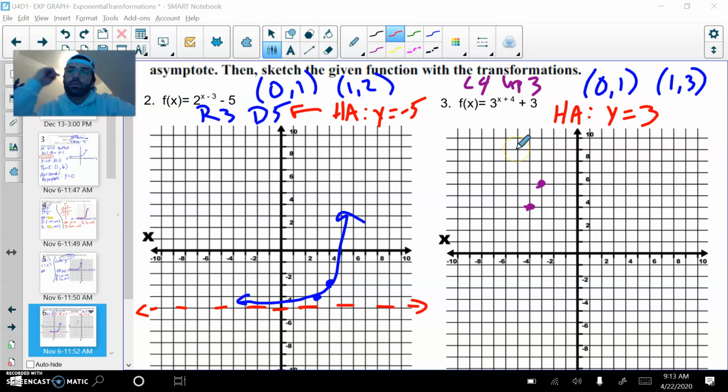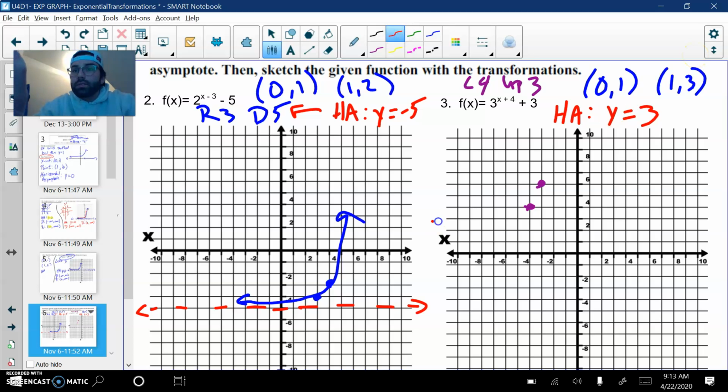All right, so those are my 2 new points. I got negative 4, and then negative 3, 6, it looks like. Okay. Remember here, look, there's a vertical shift up 3. So my horizontal asymptote is y equals 3. So I'm going to draw that line in for myself. All right, and then I'm just going to connect my dots. And boom, I'm done.